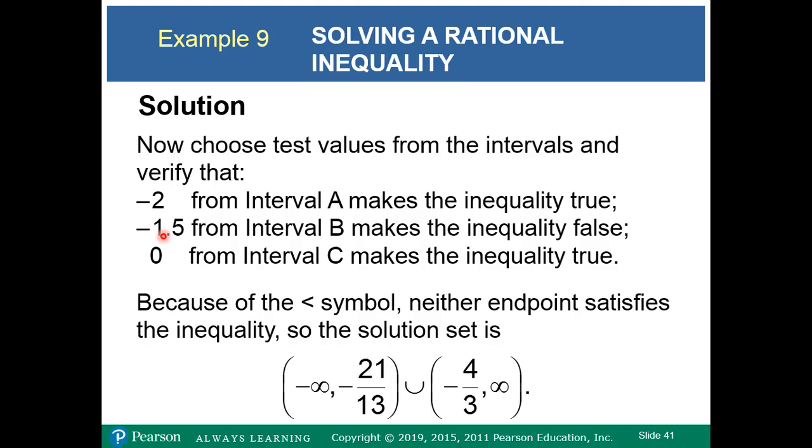Now, because we're using the strict inequalities, neither endpoint satisfies the inequality, so the solution set is going to be the union of these two sets. And again, if you don't understand why these are the two sets and why we're using a union, ask, or go back to the other example that we did where we used that.